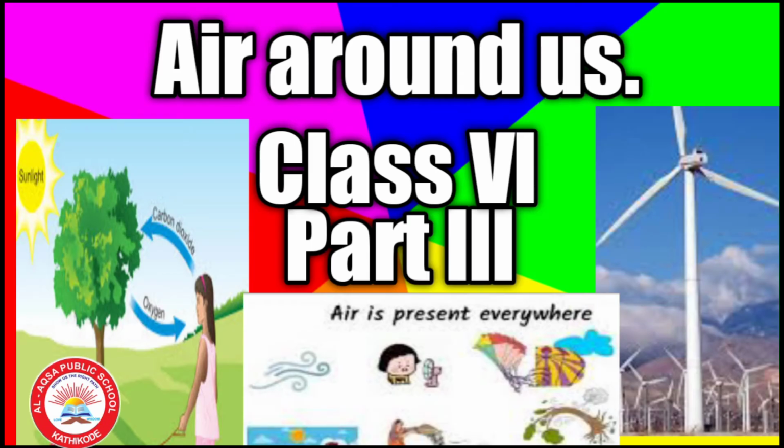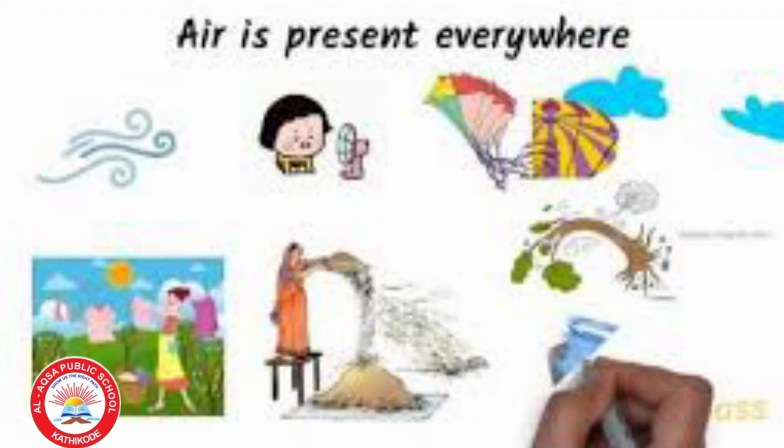We are discussing lesson 50, Air Around Us. Now, let us recall what we have learned in our previous classes. We have learned that air is present everywhere. Air has no color and one can see through it.